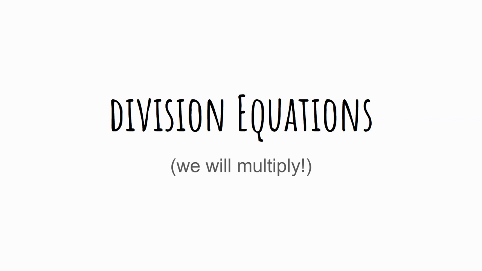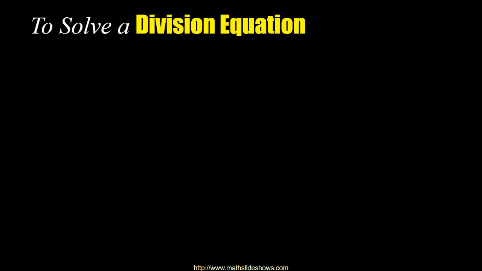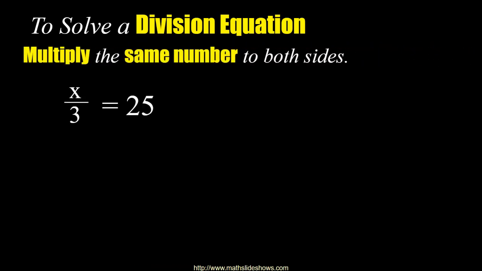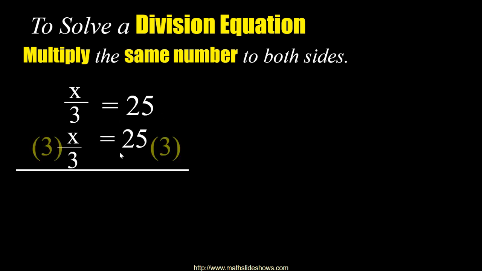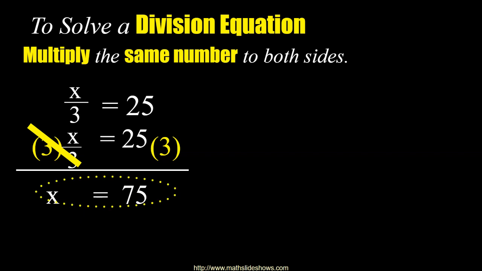Okay, division. Of course, with the division equation, we're going to multiply. Now, how do I know that this is division? Well, because x over 3, right? In algebra, we write division. It looks like a fraction, kind of. That line there means divide. So we are going to multiply both sides, and we're going to end up with x equals 75.